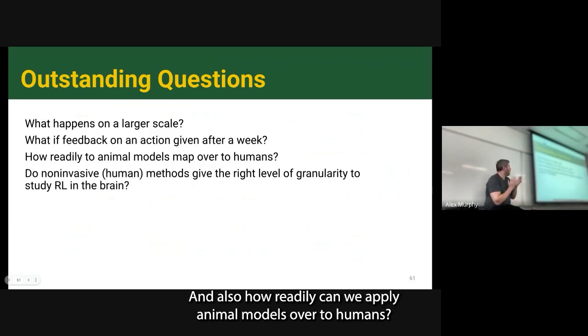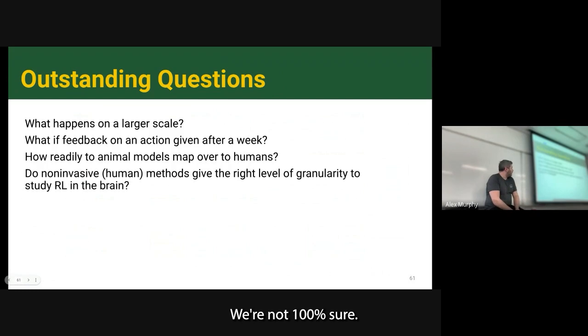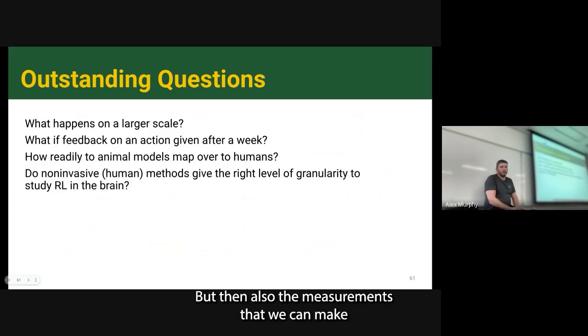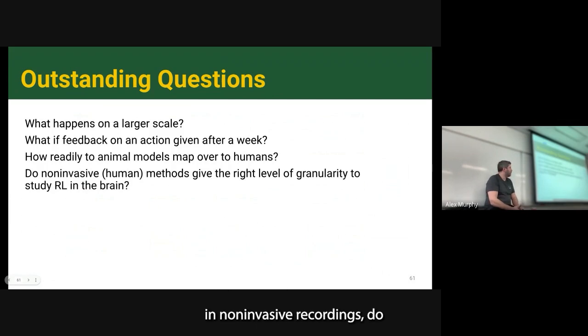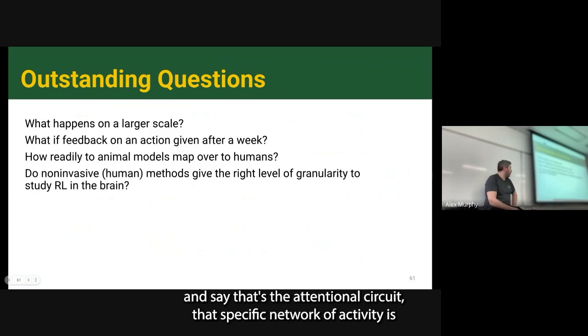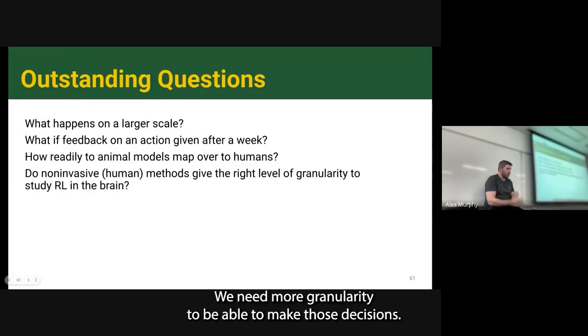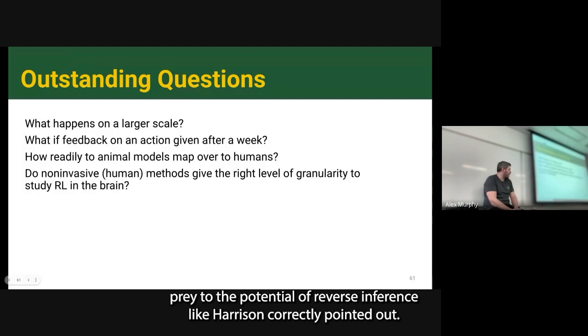And also, how readily can we apply animal models over to humans? We're not 100% sure. There's a lot of reason to believe that it's a good and promising method to do that, considering how much, say, DNA we share with, say, chimpanzees and other animals. But then also, do the measurements that we can make in non-invasive recordings give the right granularity as well? Is it enough to look at these kind of broad blobs on the brain and say that's the attentional circuit? That specific network of activity is monitoring reward, and we need more granularity in attempts to be able to make those decisions. Otherwise, we kind of fall prey to the potentials of reverse inference, like Harrison pointed out.